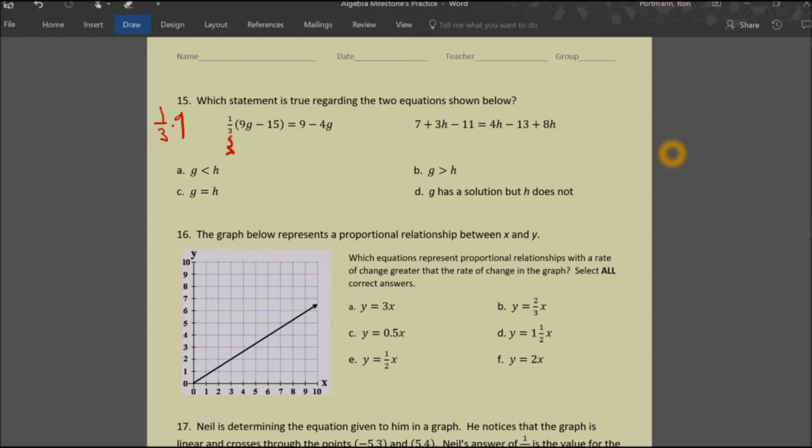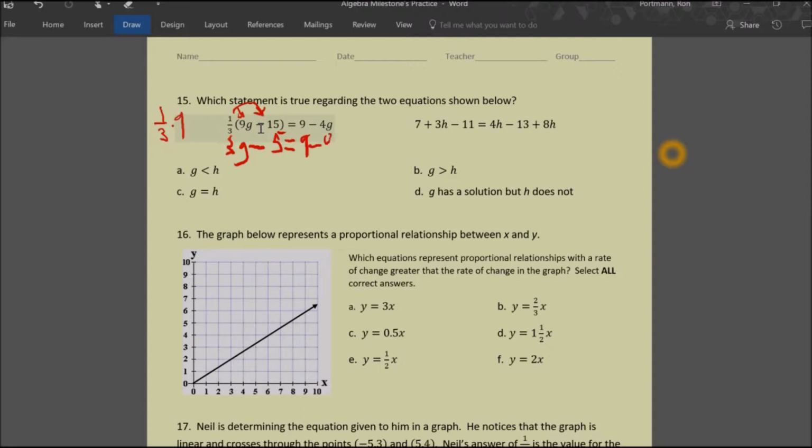So 1/3 times 9g would be 3g. And then we're going to do 1/3 times negative 15. It would be a nightmare if it was 1/2, because you'd get fractions right here, and then you'd have to add and subtract with fractions. Is it possible? Absolutely. But it's just a pain. How did I get negative 5 right there? I multiply 1/3 times negative 15. Basically, you get negative 15 divided by 3.